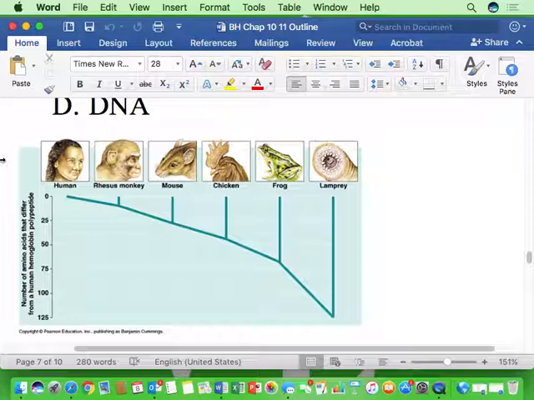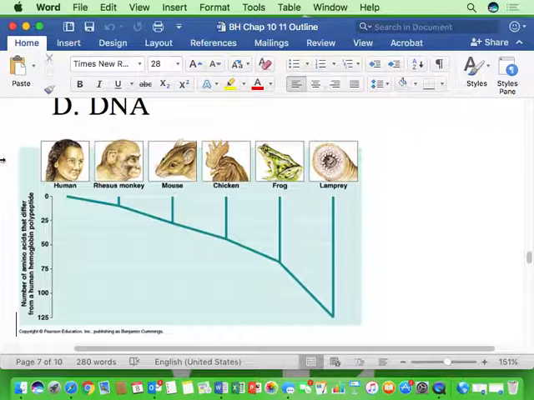And so what we're doing is we're looking at the number of amino acids that differ in comparison to humans. If we look up here, the rhesus monkey has about 10 different amino acids in this one protein than a human. Whereas if we go all the way over here to the lamprey, the jawless fish, his hemoglobin, that single protein, has 125 different amino acids than a human. So this suggests we are more closely related to a rhesus monkey than we are to a jawless fish. Because we're comparing it to the human, we have 0 differences in ours. So it's all relative to the human.